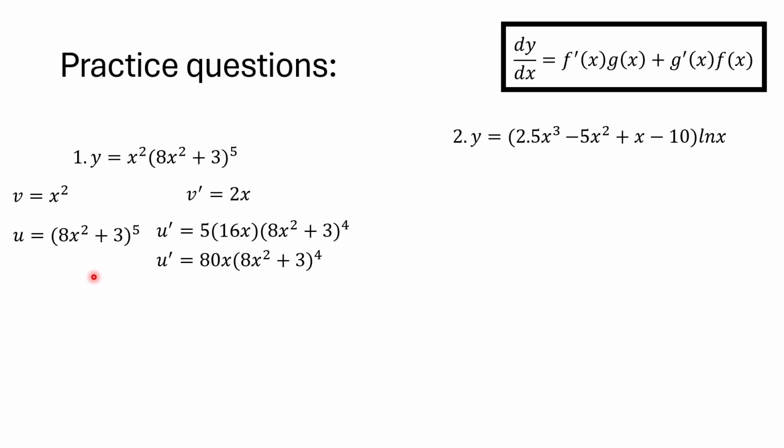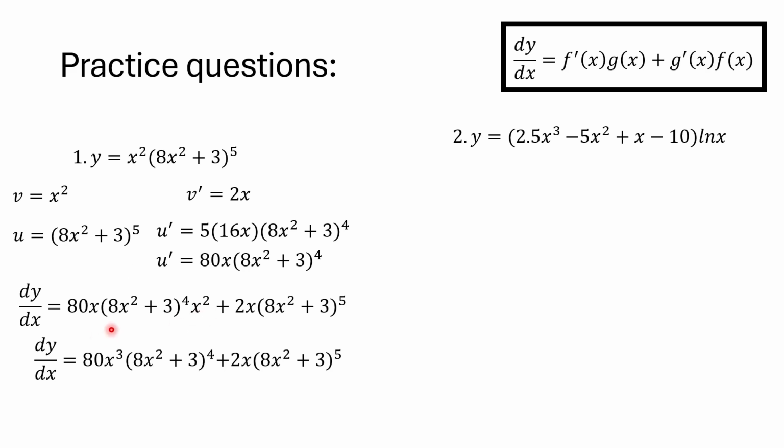And then it's just about applying the formula. v'u plus u'v. Well, I did u'v plus v'u. It's the same thing. And then that should simplify like so, because x squared times x is x cubed. And there you go. And that's the first question done.